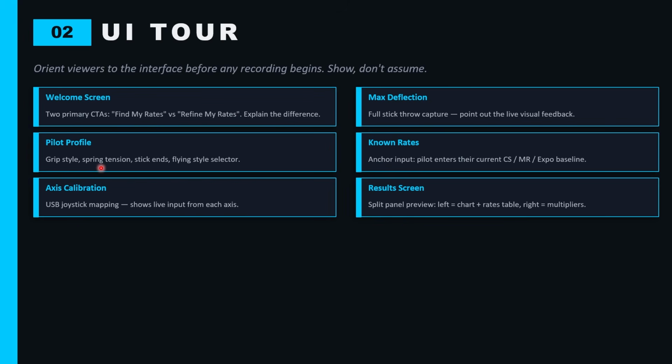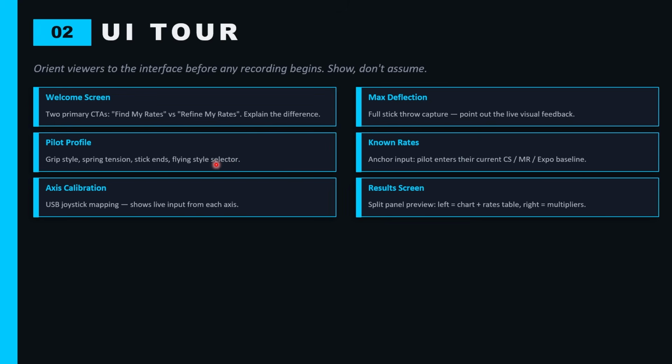Every time you go into this application, you are assigning different metadata for the data that is being collected. That's your grip style, whether you thumb or you pinch, or it's a hybrid, how heavy or how light your spring tension is, what kind of stick ends you're running, and then what kind of flying you're doing, whether it's racing, cinematic, or freestyle.